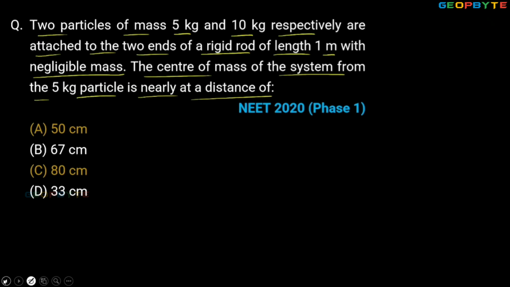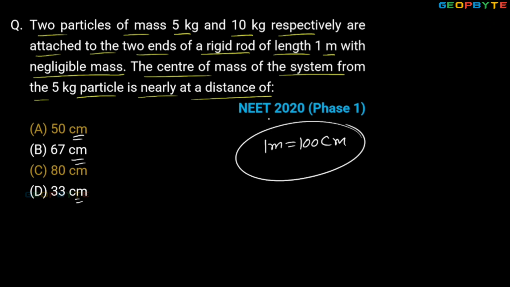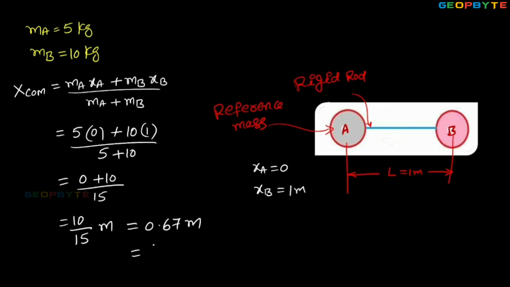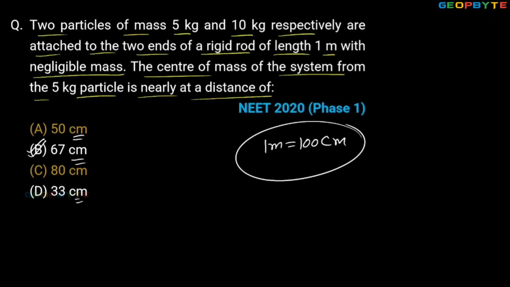But look at the options. All options are given in centimeters. 1 meter equal to 100 centimeters. That means if you want to convert from meter to centimeter, it must be multiplied by 100. Then multiply with 100 for getting 67 centimeters. That is the answer. Look at option B. Option B is absolutely correct.